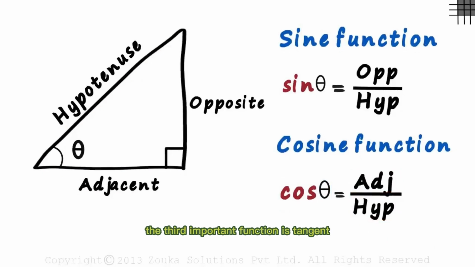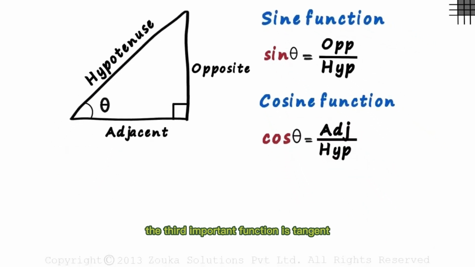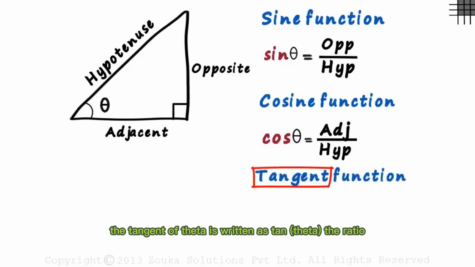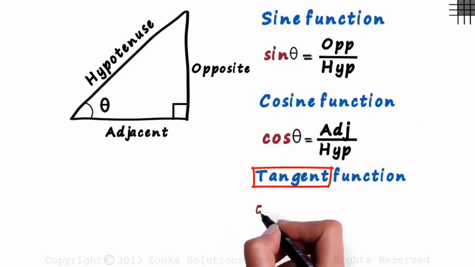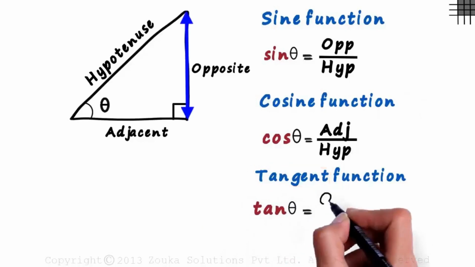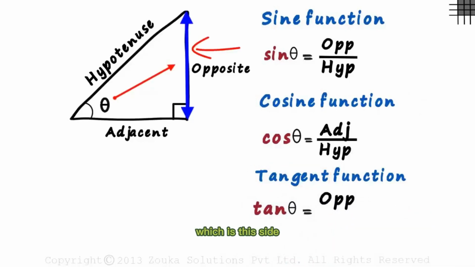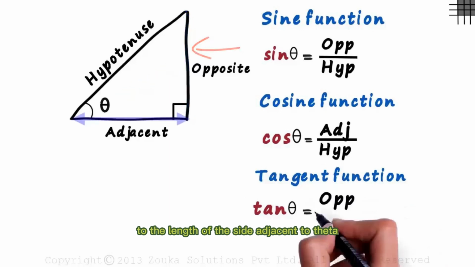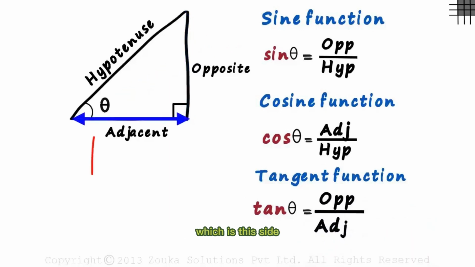The third important function is tangent. The tangent of theta is written as tan theta. Tan theta is the ratio of the side opposite to theta, which is this side, to the length of the side adjacent to theta, which is this side.